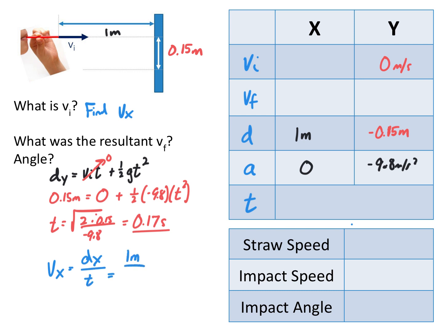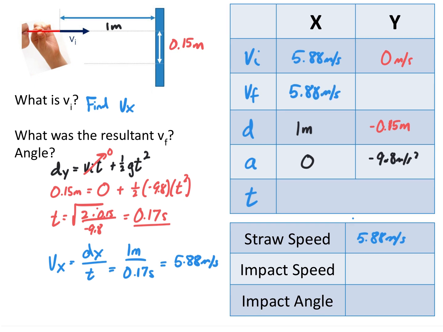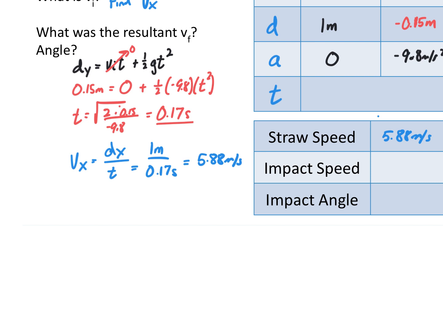I can use that because the time it takes for us to travel from here to here is the same time it takes for us to fall this distance. Okay, so then I can use that time and divide 1 meter by the time, 0.17, and I know the initial velocity, or the straw speed, is 5.88 meters per second. That's also the final velocity in the horizontal direction because there is no acceleration horizontally.